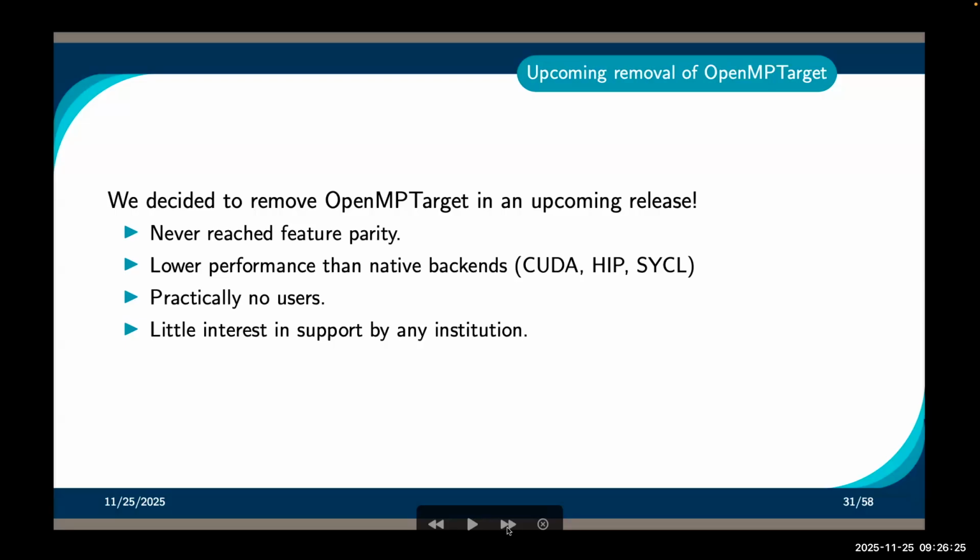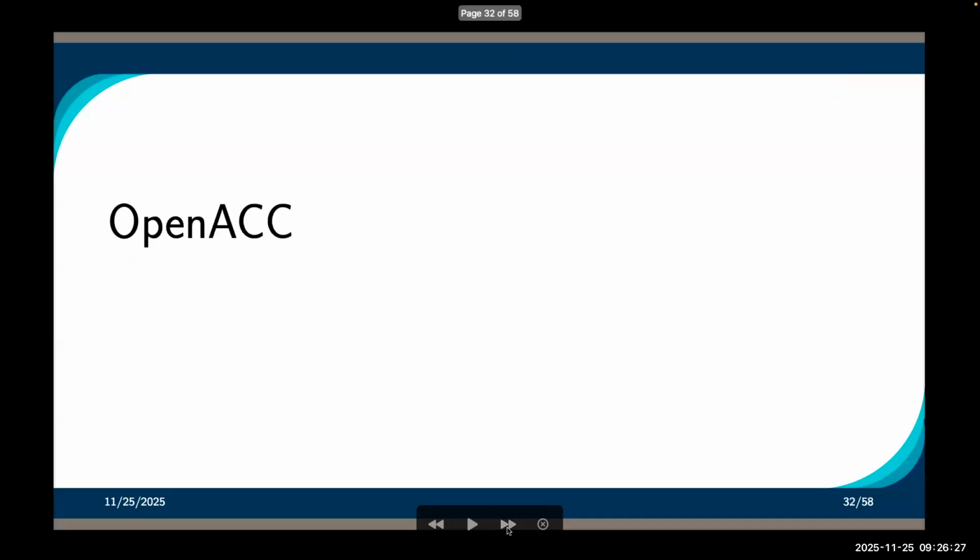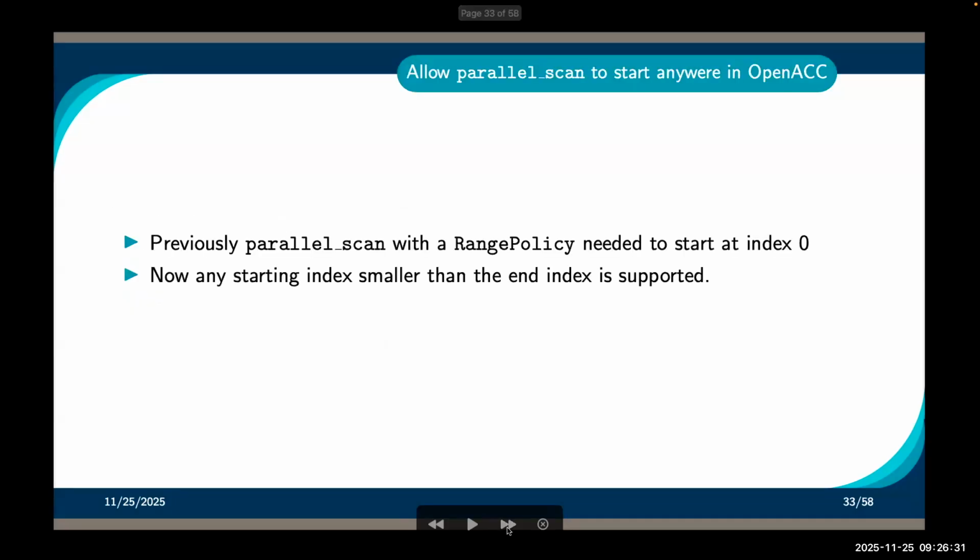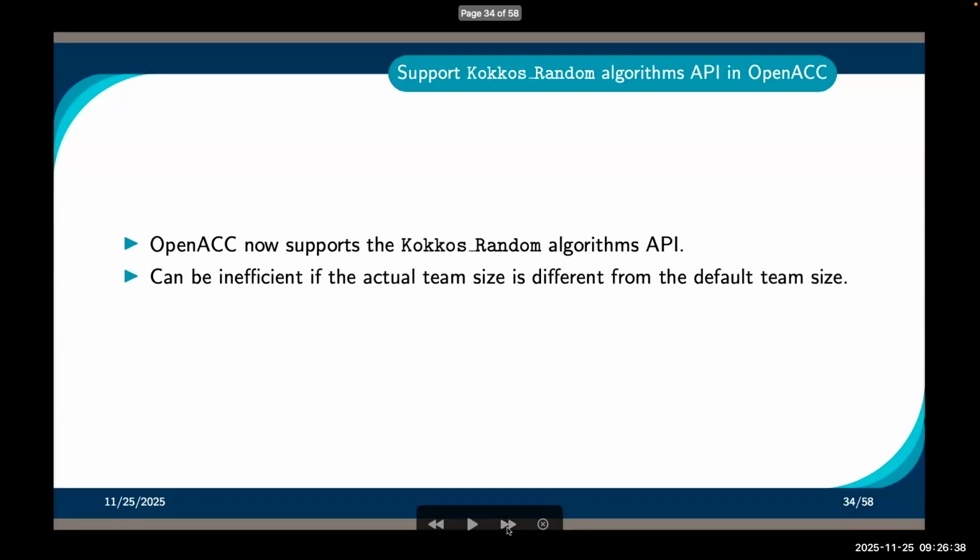But we've still fixed the bug, and you will see why we did that, because in OpenACC we had exactly the same bug. That's how we noticed. It's also fixed in OpenACC. Additionally, OpenACC now supports Kokkos Random, but there's a bit of a caveat. It can be inefficient if you are using it with a team size that is different from the default team size due to some implementation details.